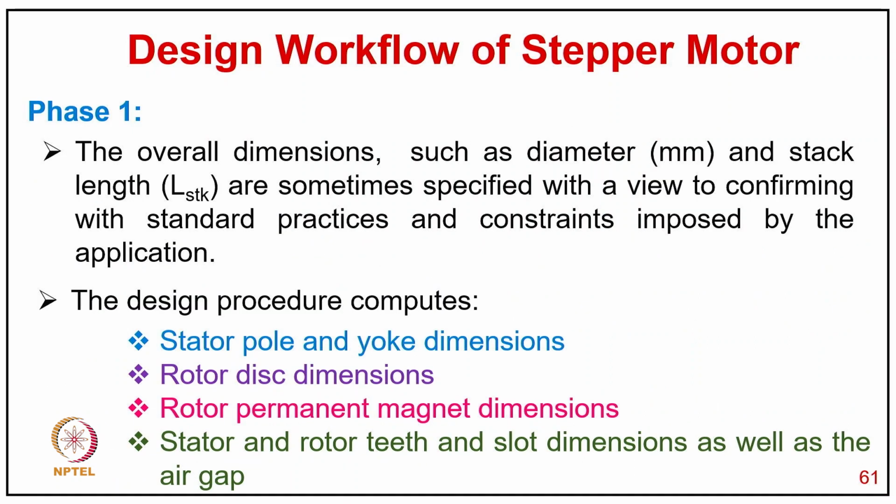Now coming to phase 1, the overall dimensions such as diameter in millimeter and stack length LSK are sometimes specified with a view to conforming with the standard practices and constraints imposed by the application, and the design procedure computes stator pole and yoke dimensions, rotor disc dimensions, rotor permanent magnet dimensions, and stator teeth, rotor teeth and slot dimensions, as well as the air gap.